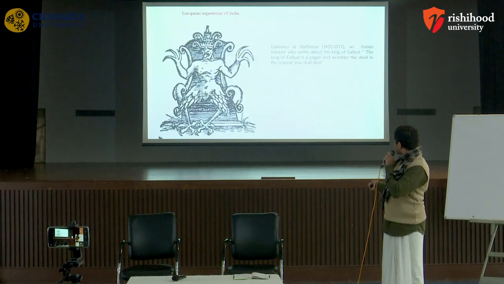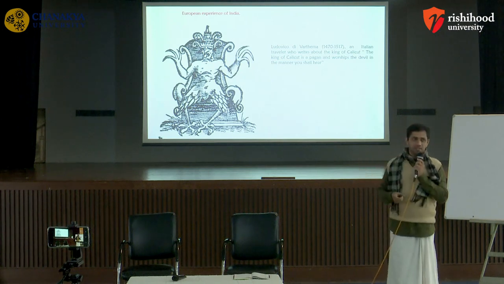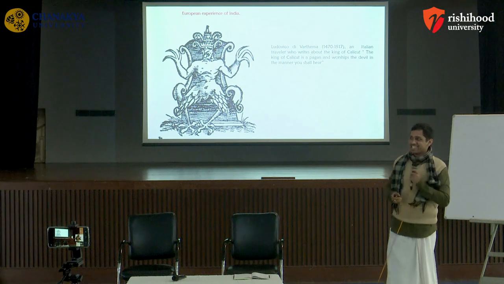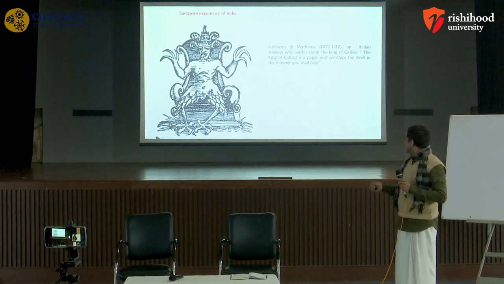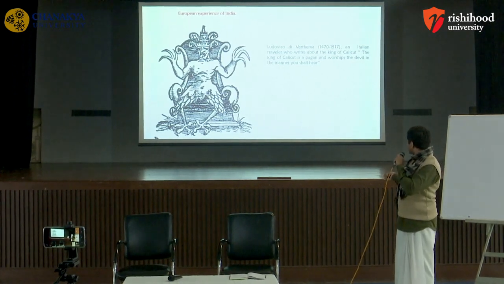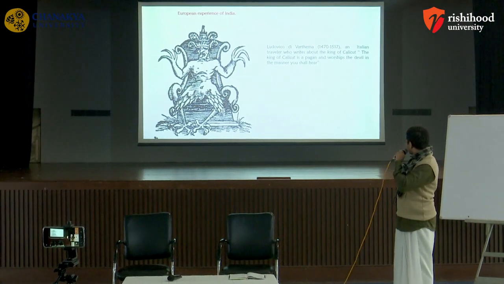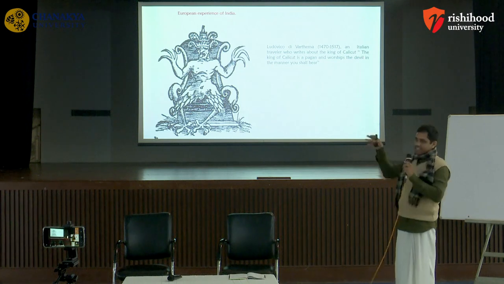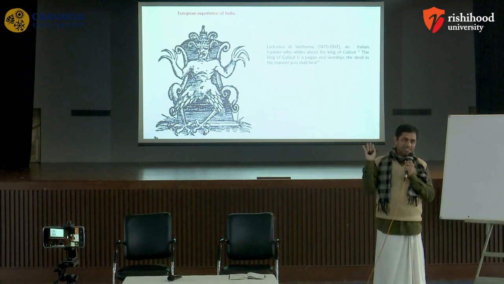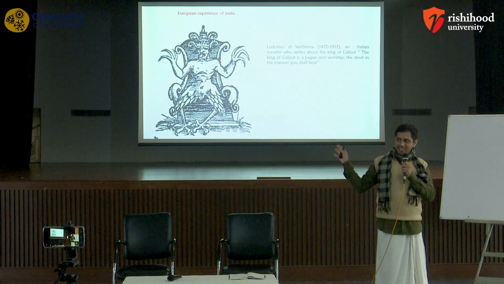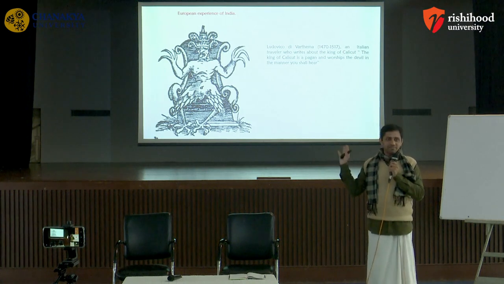I will show a picture. Can you identify which god this is? This image is based on the description given by Varthema, an Italian traveler who writes about the king of Calicut. He writes in his book that the king of Calicut is a pagan and worships the devil in the manner usual here. This image is based on the description of the worship he was doing. So this is the image of a god he was worshiping. Who might it be? Can you guess?